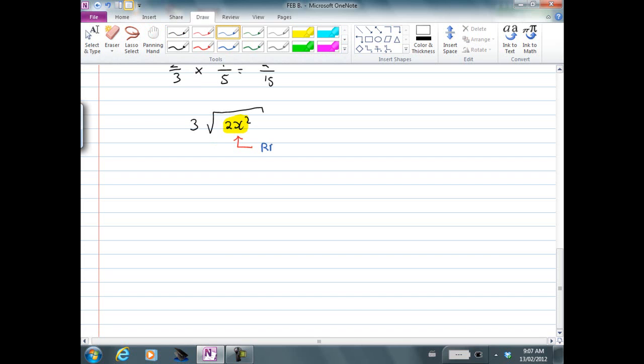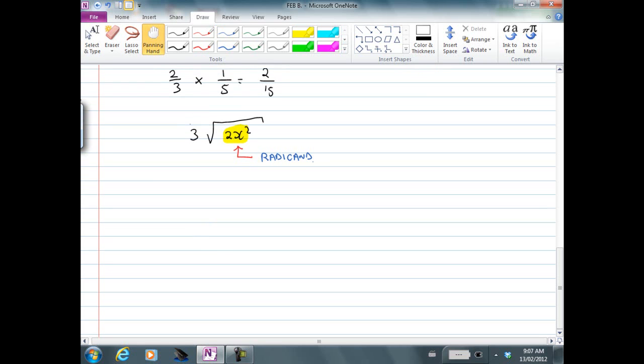This is called the radicand. It's the stuff inside the square root. Now the number outside the square root is called the coefficient. These are just some basic terminologies.